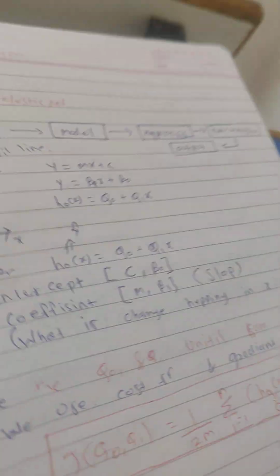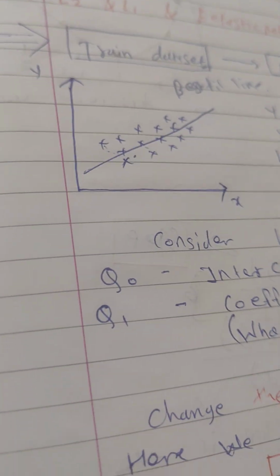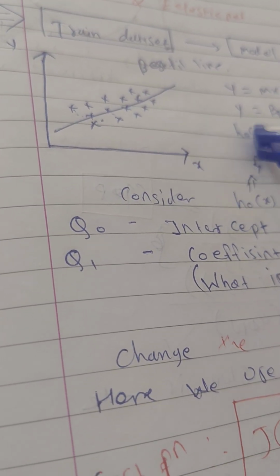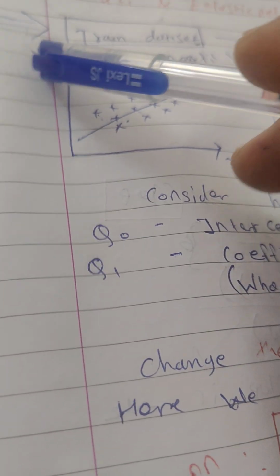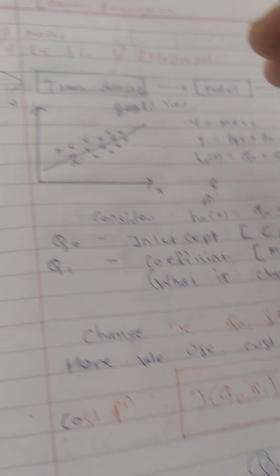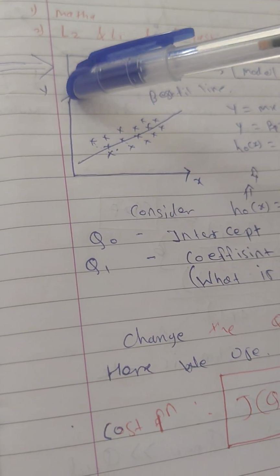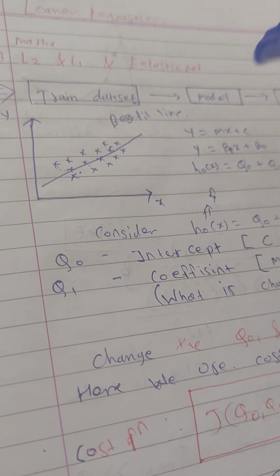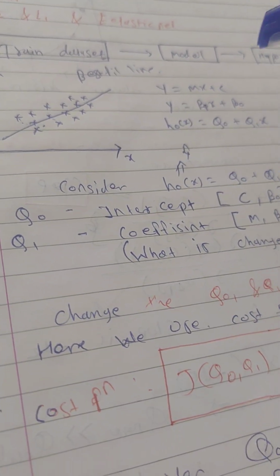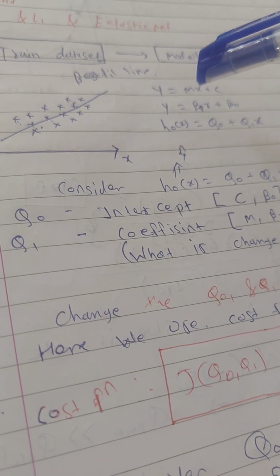Just consider this graph. In the x-axis we have an independent variable. In the y-axis we have a dependent variable. So do you know the equation of a line? The equation of a line is y equals mx plus c.